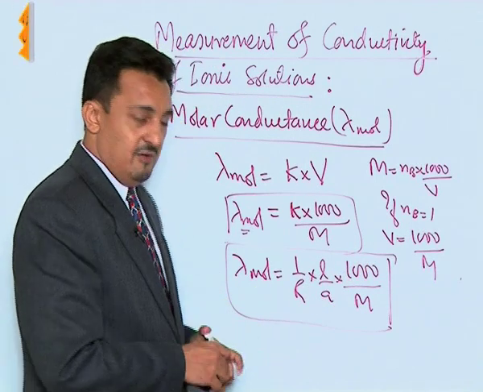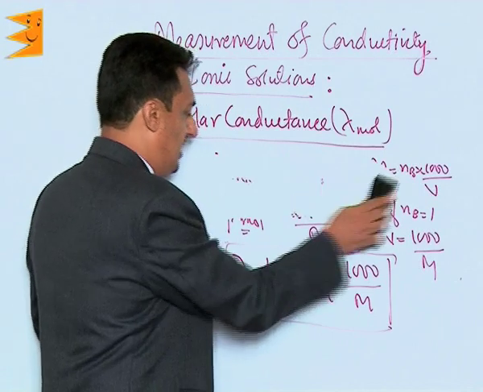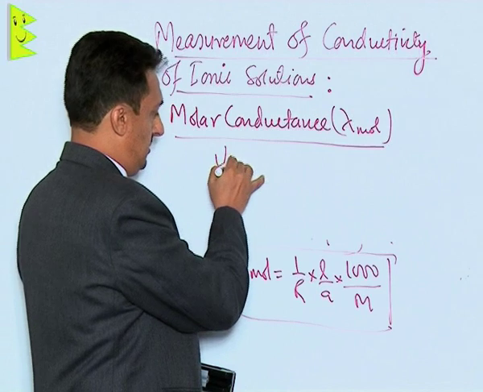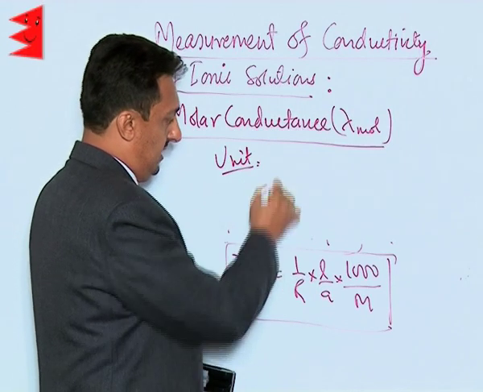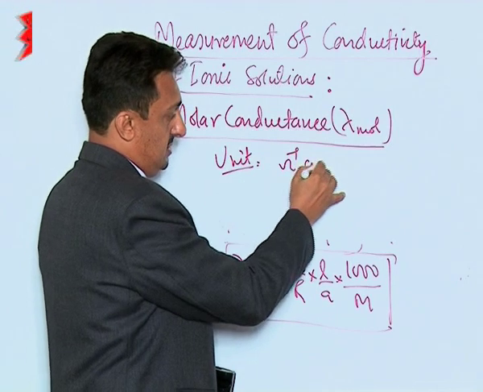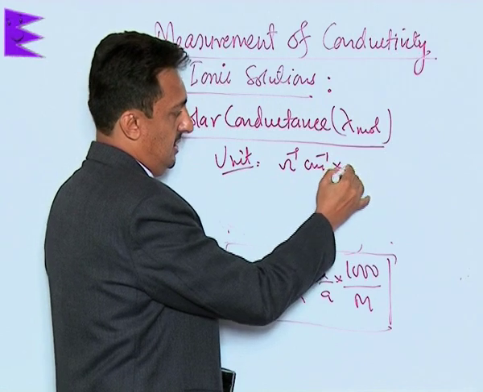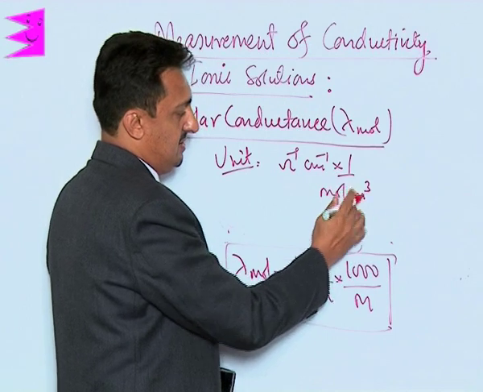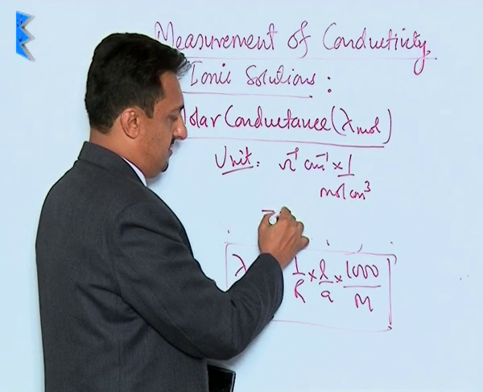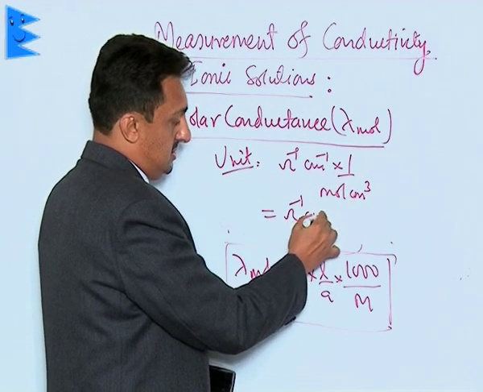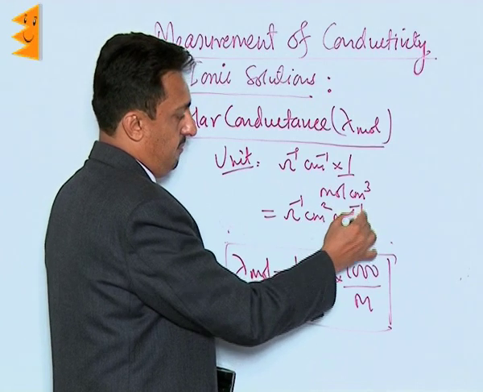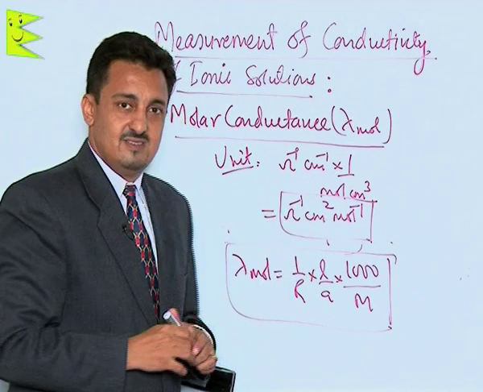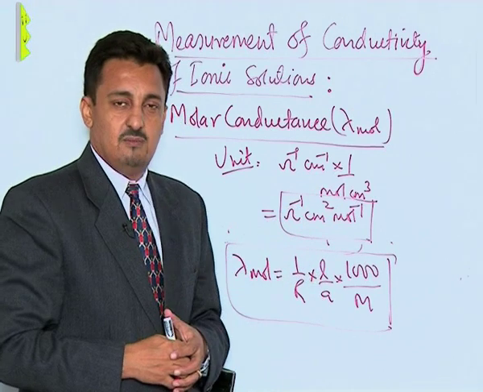What is the unit now of this molar conductance? The unit of this molar conductance will be ohms inverse centimeter inverse into 1 upon moles into cubic centimeter. Now we can write it like this: ohms inverse centimeter square per mole. So this is the unit of the molar conductance, and this is how it is being used.